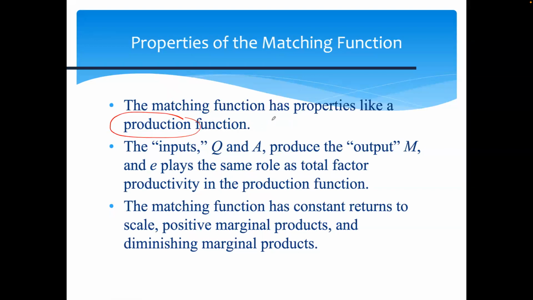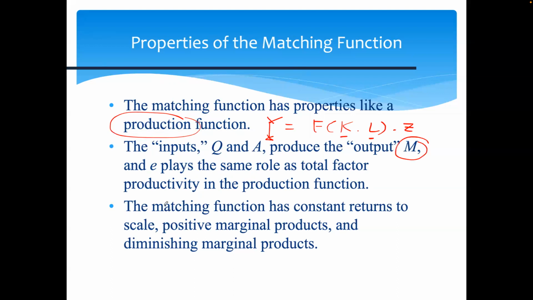So when I say production function, this is what we discussed earlier in growth: Y equals F of K and L. In order to produce consumption goods, you need capital, physical capital, and labor. And then usually we multiply by Z, the technology. This is like, say, how we organize our workplace, or we use computers instead of handwriting, and so on and so forth. So these two inputs, Q and A, are going to be used to produce output, which is a match. And E is just efficiency, which plays the same role as total factor productivity in the production function.